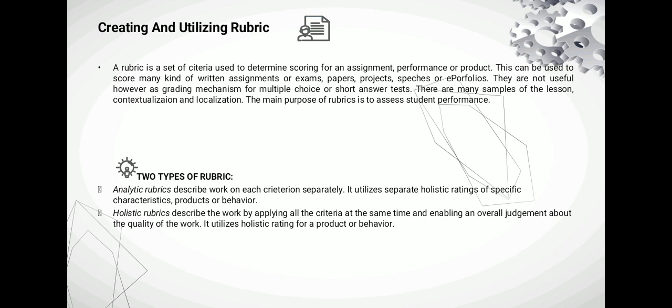separate holistic ratings of specific characteristics, product, or behavior. What does this mean? It means that this analytic rubric breaks down the assignment or the criteria into separate criteria, each with its own holistic rating. This type of rubric allows for detailed feedback on a specific aspect of the student's work.